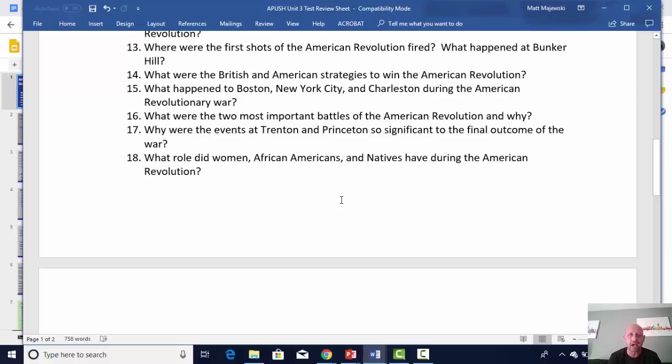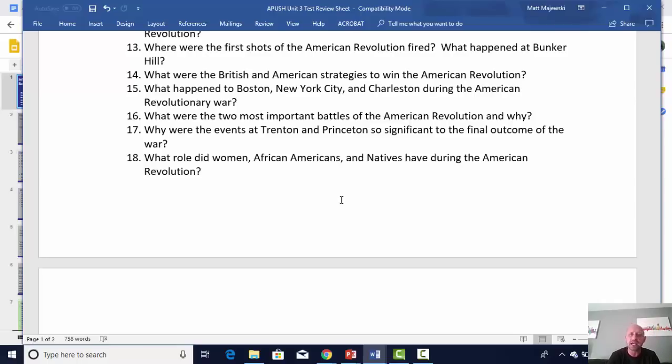18, what role did women, African Americans, and natives have in the American Revolution? Women were critical to the American victory. They generally didn't fight alongside men, but what they did was they ran farms, they ran businesses while the men fought. Remember, women did sewing or knitting drives, they did baking drives, they did everything they could in order to help the soldiers on the front lines. And they kept the businesses and farms going.